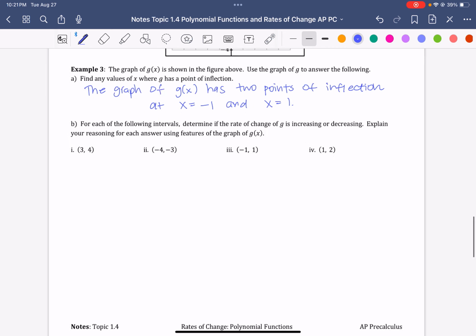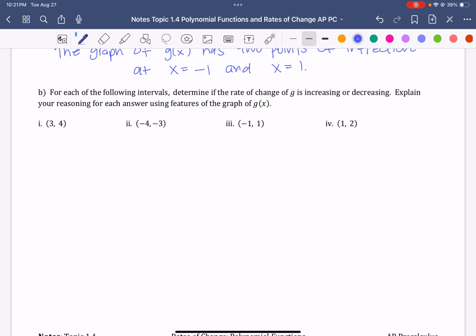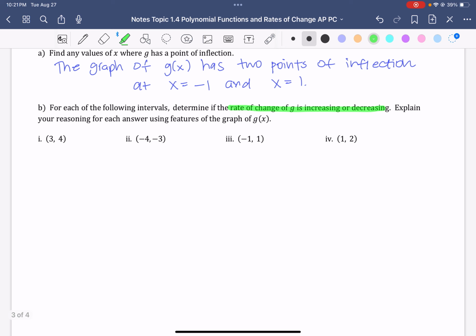Okay. For each of the following intervals, determine if the rate of change of g is increasing or decreasing, and explain your reasoning for each answer. Okay. So when it says rate of change is increasing or decreasing, remember when you have the word rate of change, I want you to write it in front of the other word. So you can say rate of change is increasing or rate of change is decreasing. Rate of change is increasing means smiley face, and rate of change decreasing means frowny face. Okay. Another key word is going to be this one that says intervals. So anytime they tell you, I'm about to give you an interval, that's not a coordinate point.